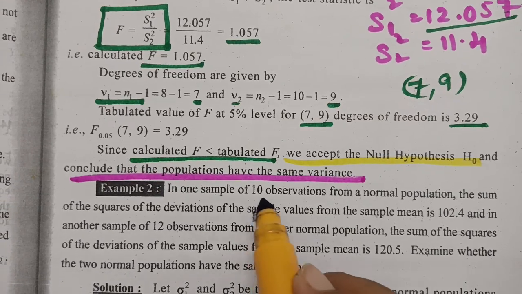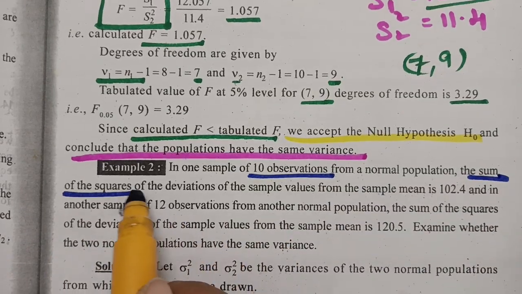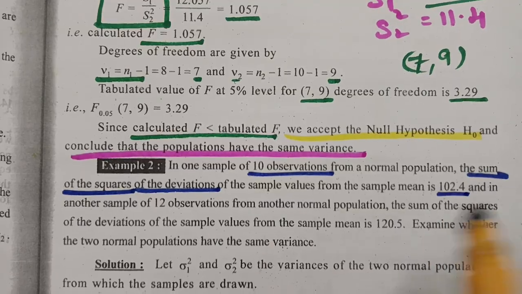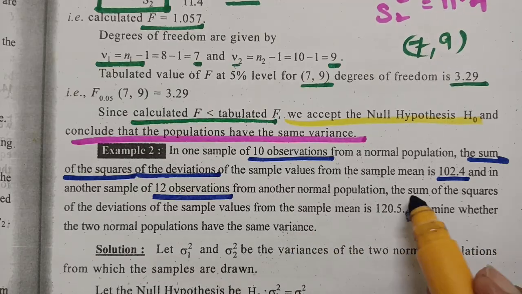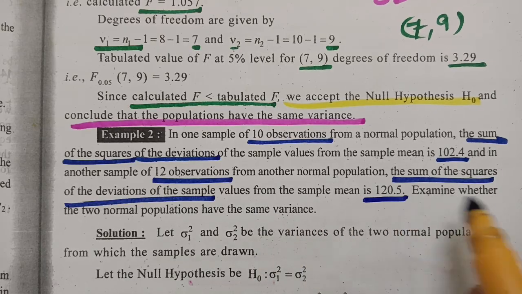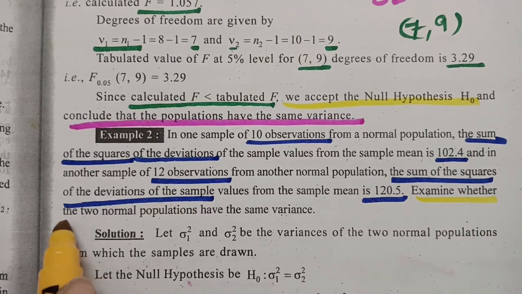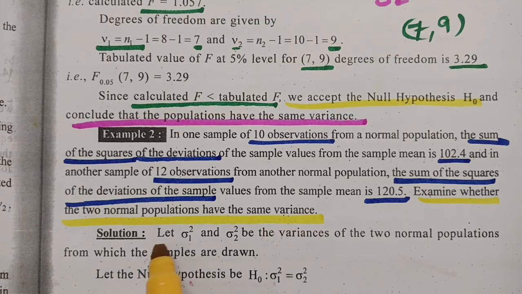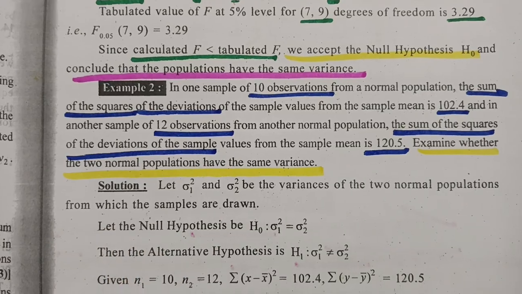In one sample of 10 observations from a normal distribution, the sum of the squares of the deviations of the sample values from the sample mean is 102.4, and in another sample of 12 observations from another normal population, the sum of the squares of the deviations of the sample from the sample mean is 120.5. Now we have to examine whether the two normal populations have the same variance. Here sigma 1 square and sigma 2 square are the variances of the two normal populations from which the samples are drawn.